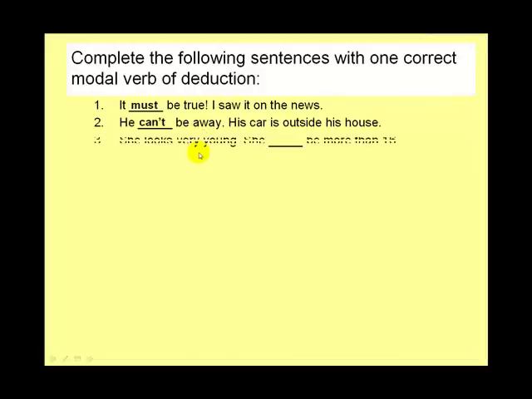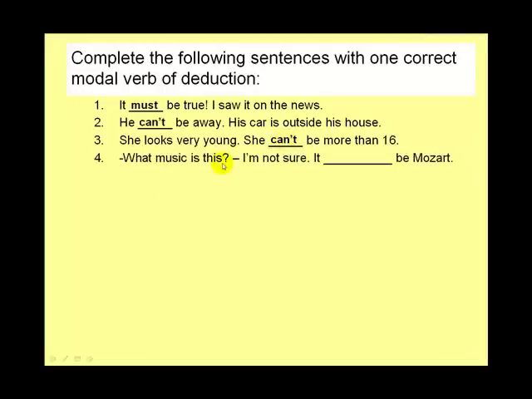Okay? She looks very young. She can't be more than 16. It's impossible that she is more than 16. You can always substitute can't for it's impossible. Okay? What music is this? I'm not sure. It may be Mozart or it might be Mozart. You say you're not sure, so it's a possibility. Okay? May if you are sure, might if you are less sure. Okay?